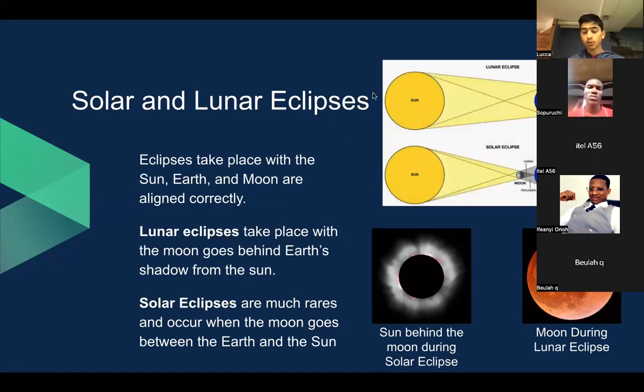Solar eclipses are a lot more rare, but they're also a lot more interesting to see because as the moon goes in front of the sun, the sky gets darker and darker, and then suddenly the stars come out in the middle of the day, which is always an incredible experience if it happens.